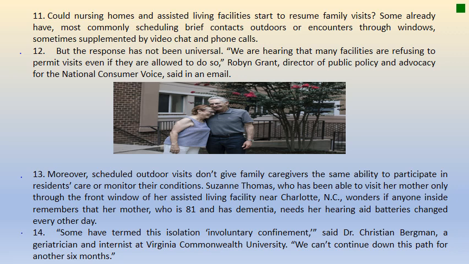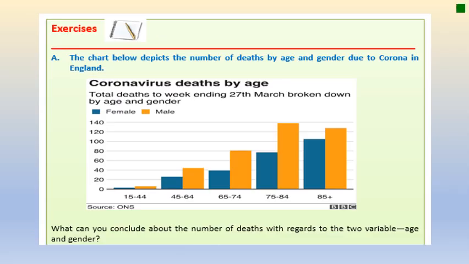Some have termed this isolation involuntary confinement, said Dr. Christian Bergman, a geriatrician and internist at Virginia Commonwealth University. We can't continue down this path for another 6 months. Okay, so this is the article.